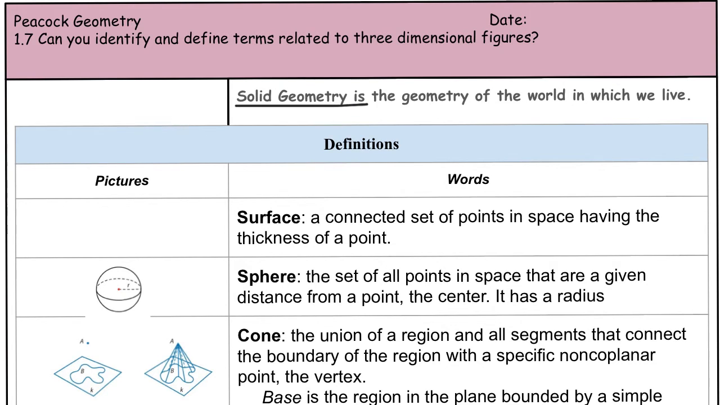A surface is a connected set of points in space. It has the thickness of a point. Does a point have thickness? No. So a surface is really just a connected set of points. A sphere is a set of all points in space that are a given distance, north, south, east, and west, from the center. It has a radius. Spheres are your basketballs, your volleyballs. We all know what a sphere is.